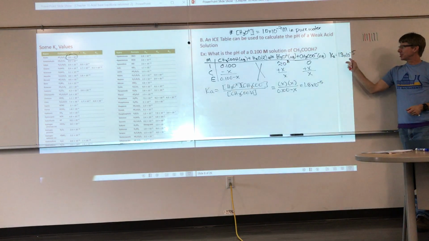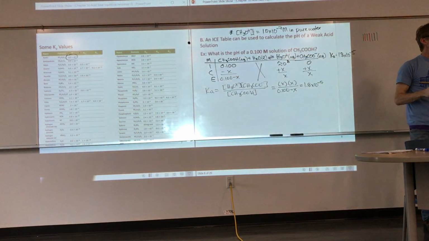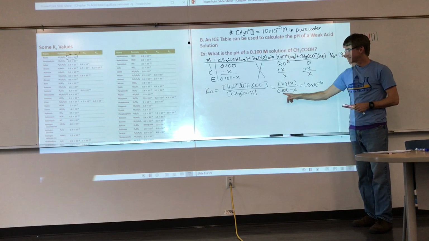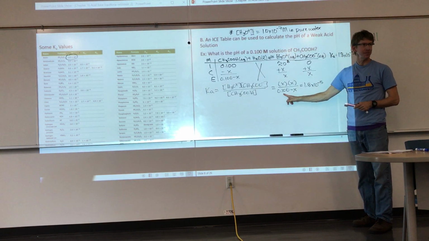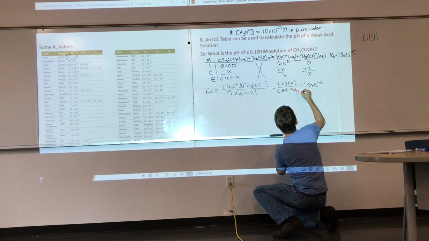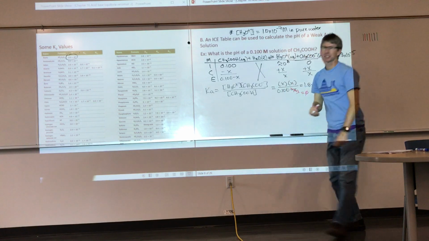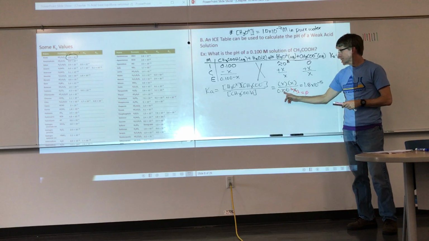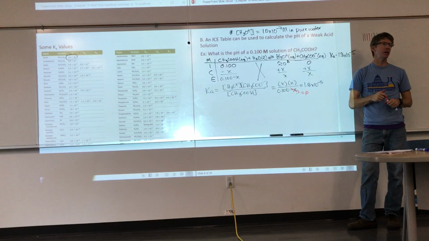Looking at my Ka value, I see it's 10 to the minus fifth. I want to assume that this x is much smaller than 0.1. I will do that. We'll assume it equals 0. That's the assumption. When we solve for x, we have to check whether it's less than 5% of this 0.1.